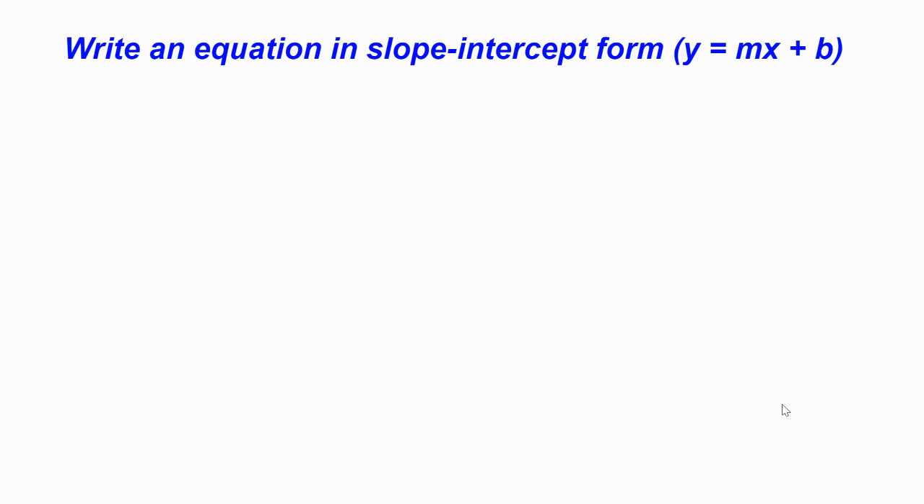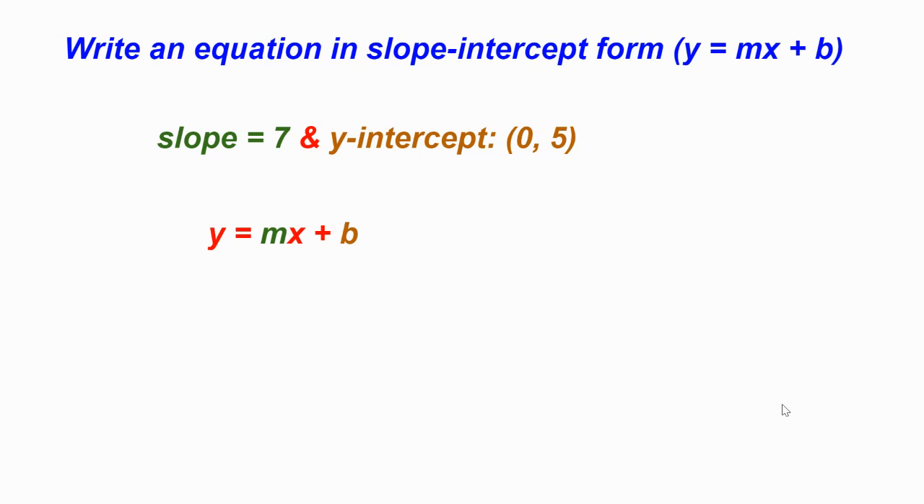So let's go a little bit deeper. What if I ask you to write an equation in slope-intercept form? That's really simple. If I tell you the slope is 7 and the y-intercept is (0, 5), you just plug in the numbers. I'm going to put the 7 in for m, and the 5 in for b, and keep the x and y. y equals 7x plus 5, and that's the equation. Put the slope in, and the y-intercept in place of b.